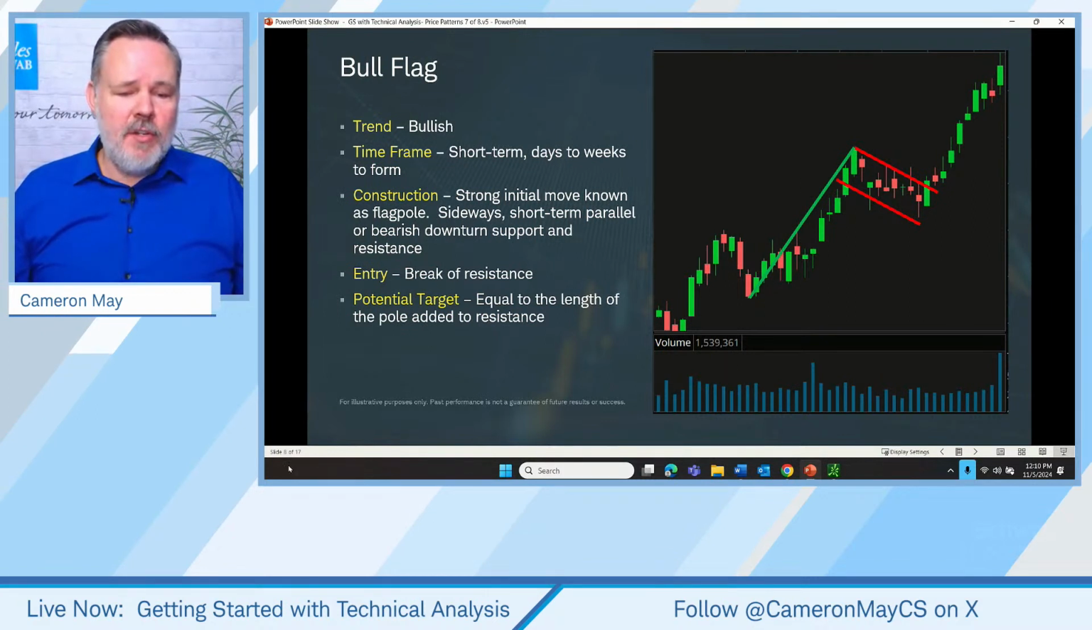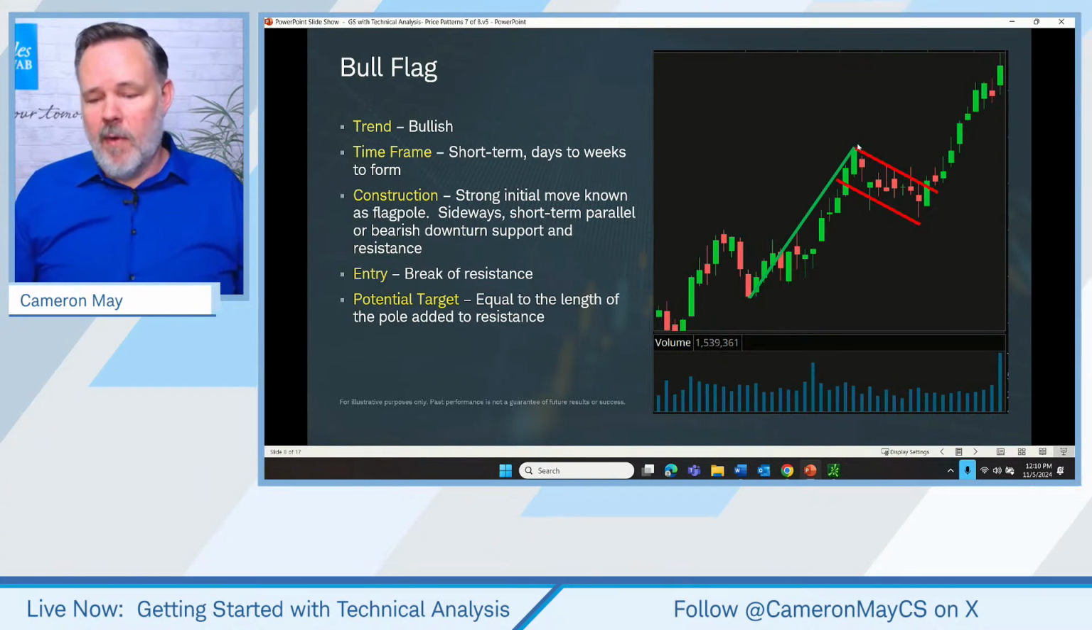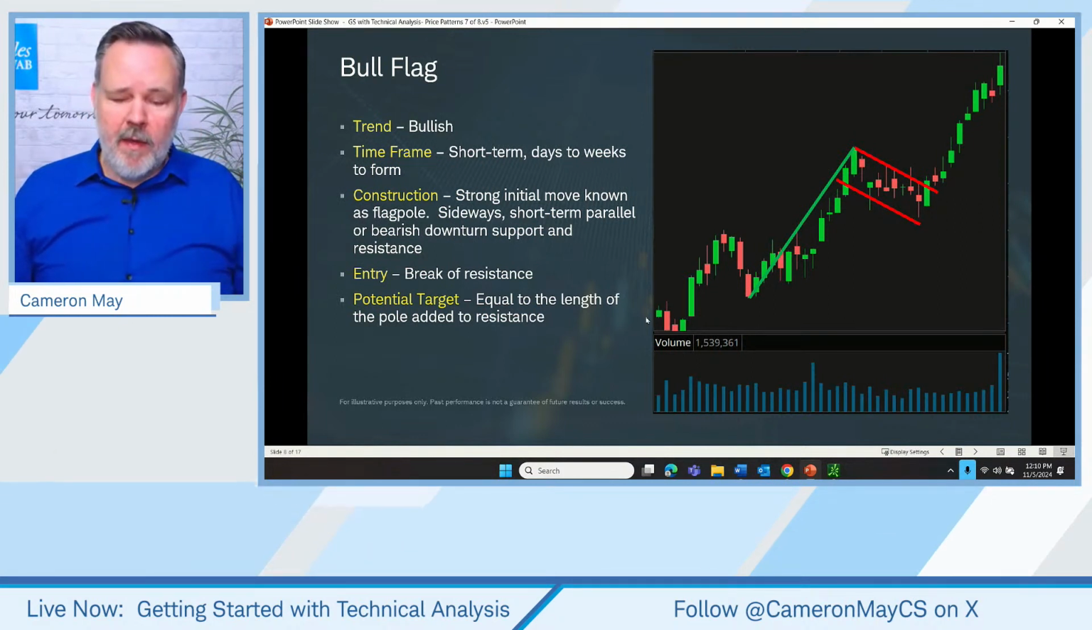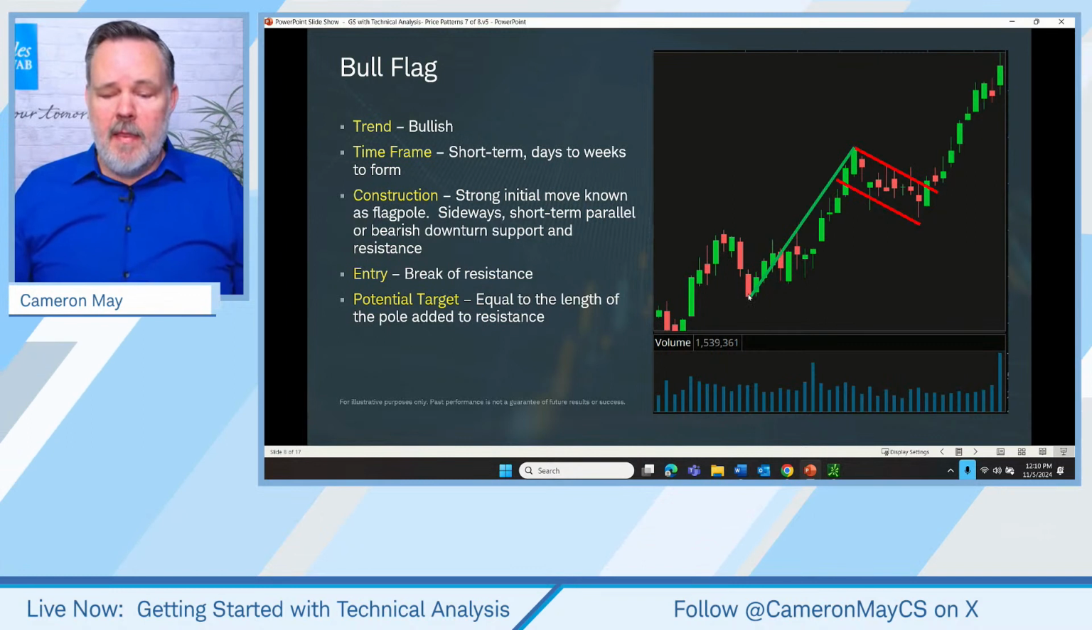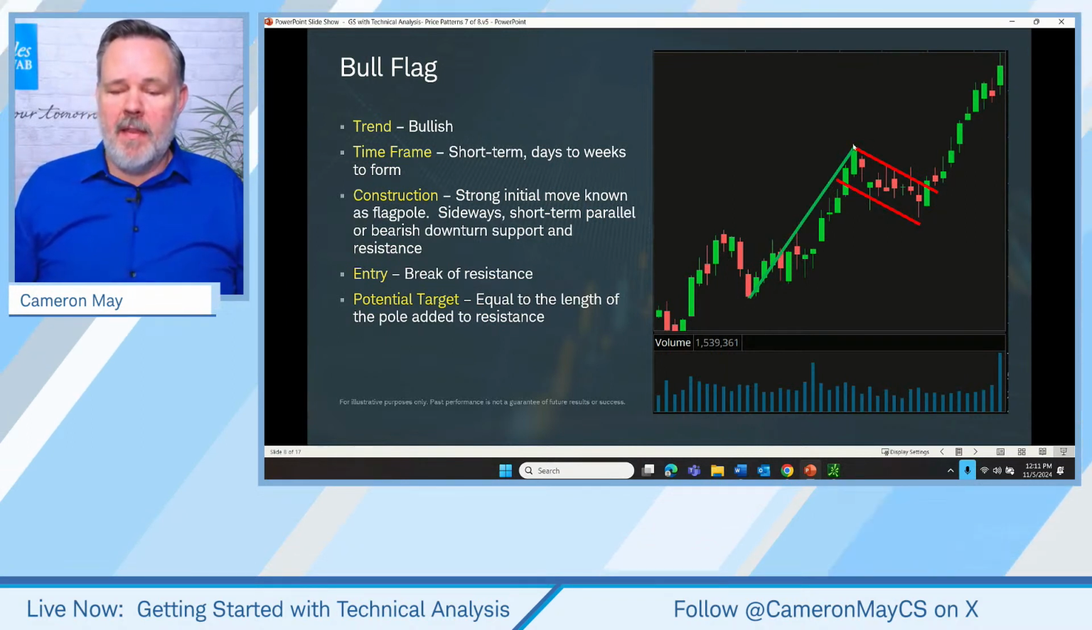Now, the identification, otherwise known as the construction of the bull flag, starts with the identification of a strong initial move known as a flagpole. So our example here in our graphic is this green area. So assume that we have a nice upward trend on a daily chart, and then all of a sudden, the stock explodes higher, identified by this green line.